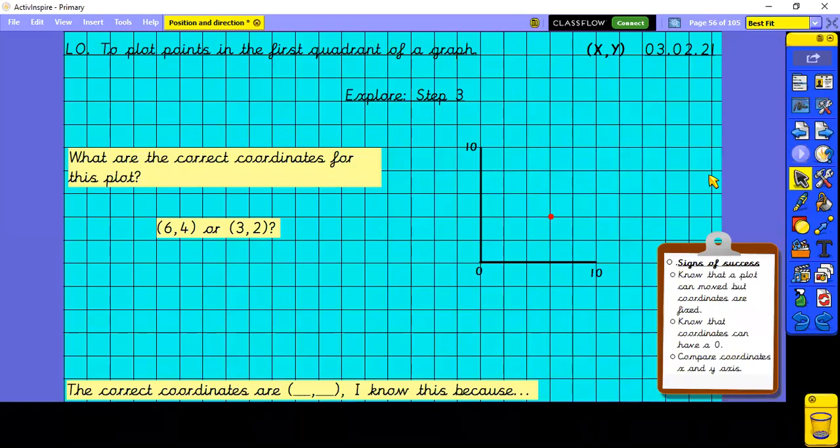Okay, and lastly, on to our step 3 input. So this time I want you to think about which are the correct coordinates for this plot. Is it 6, 4 or 3, 2? So this time it's not about the order of the X and the Y axis, it's about something else. And what I want you to do is pause the video and think about which are the correct coordinates by looking at this grid here. Okay? So pause the video and have a little go at that now.